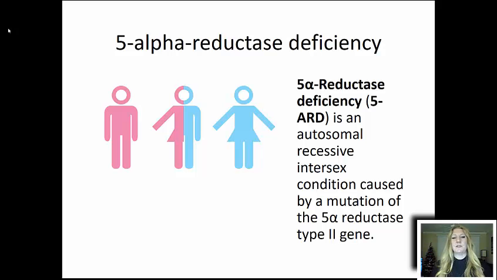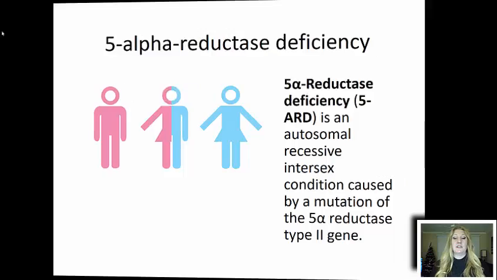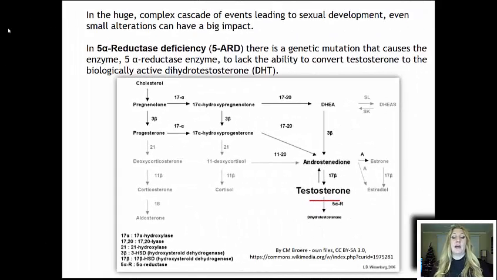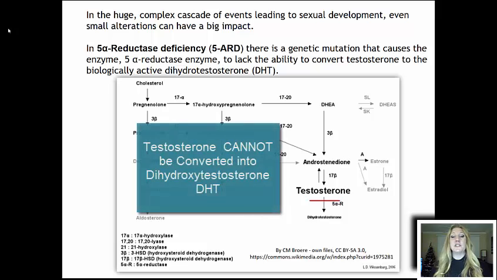The first disorder I'm going to discuss with you today is 5-alpha reductase deficiency, or more simply put, 5-ARD. 5-ARD is an autosomal recessive intersex condition that is caused by a mutation of the 5-alpha reductase type 2 gene. In the huge, complex cascade of events leading to sexual development, even small alterations can have a big impact. In 5-ARD, there is a genetic mutation that causes the 5-alpha reductase enzyme to lack the ability to convert testosterone to the biologically active DHT.